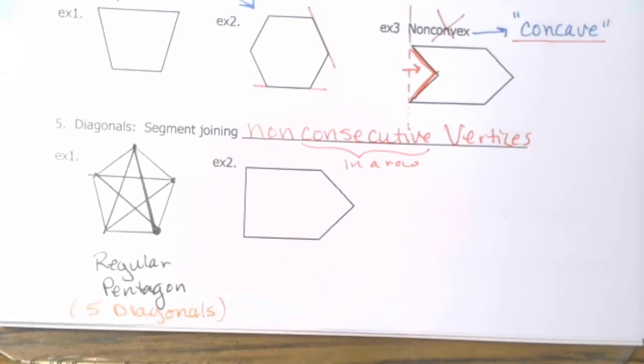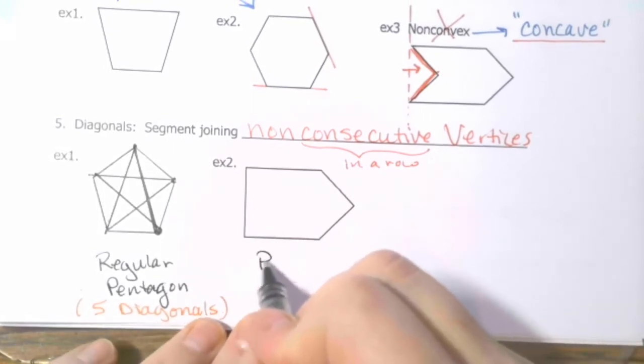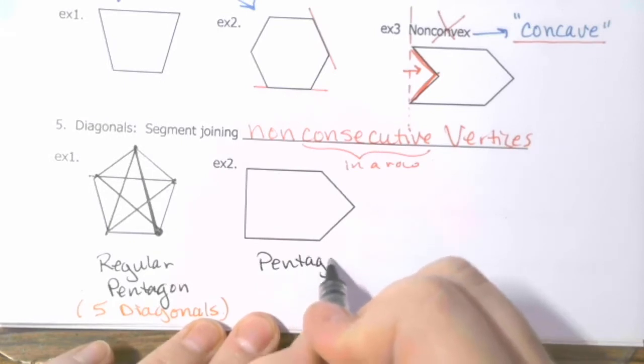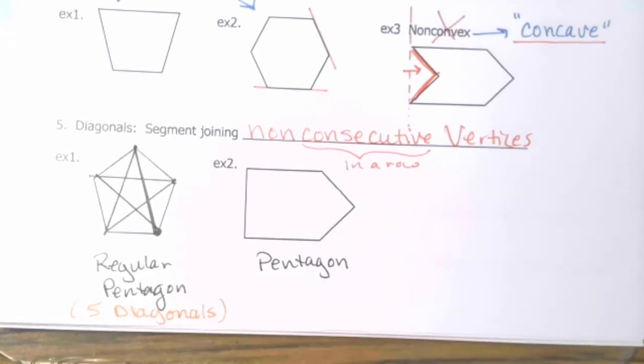This figure is also a pentagon. So let's label it pentagon. It is not a regular pentagon, though, because the sides are not the same lengths and the angles are not the same measure. It's just a plain old pentagon, a 5-sided figure.